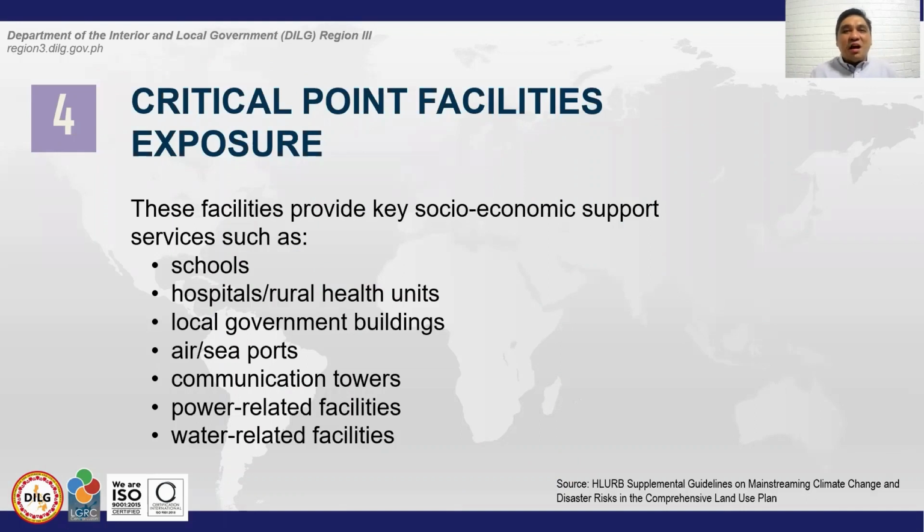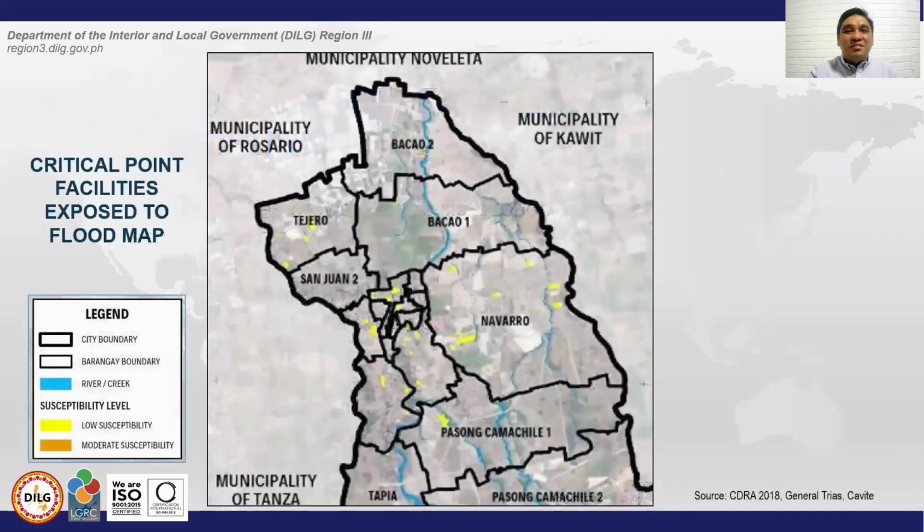Critical point facilities are facilities that provide key socioeconomic support services such as schools, hospitals, rural health units, local government buildings, air and seaports, communication towers, power-related facilities, and water-related facilities. This type of exposure map entails an updated map of all public and private facilities as mentioned a while ago. Without this map, you may also use the existing land use map and isolate all institutional land use and selected infrastructure land use.